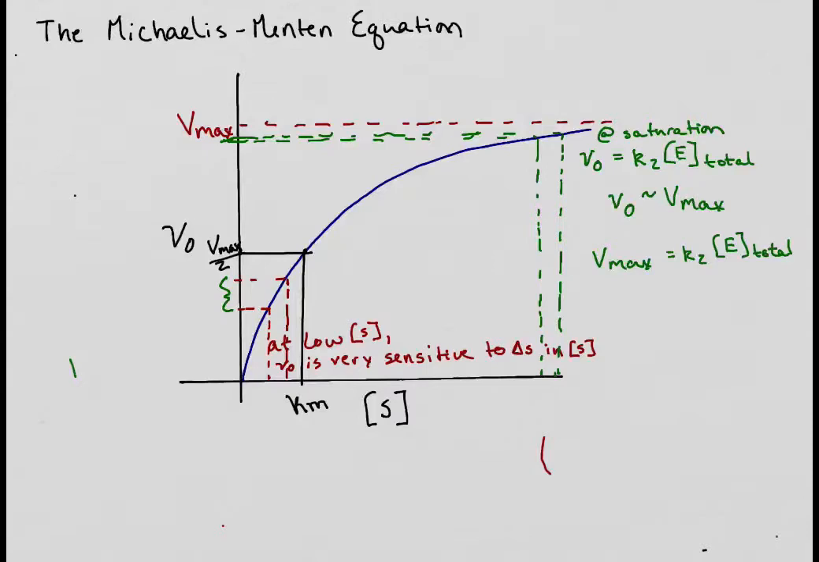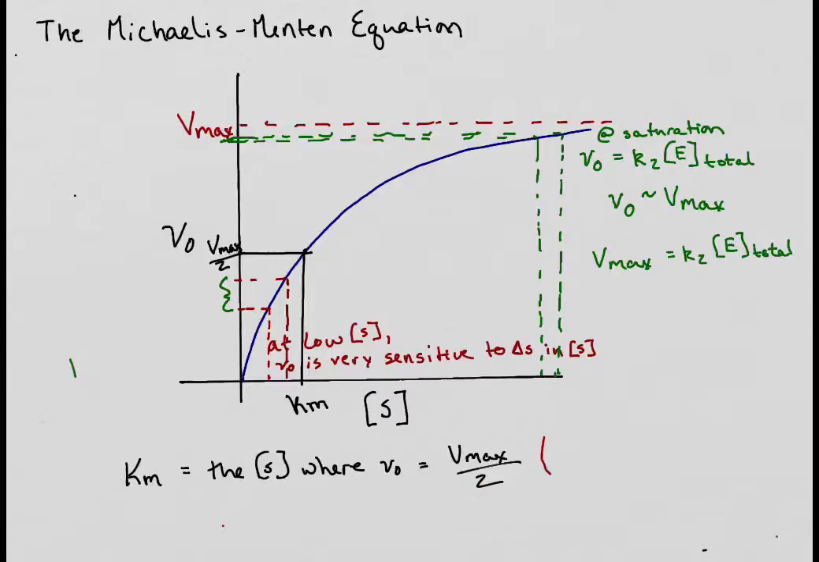So this is really important. Km is equal to the concentration of substrate where initial velocity equals Vmax over 2. Excellent.